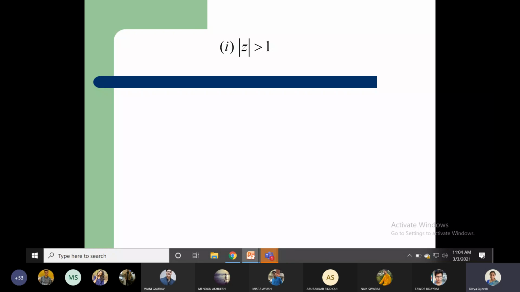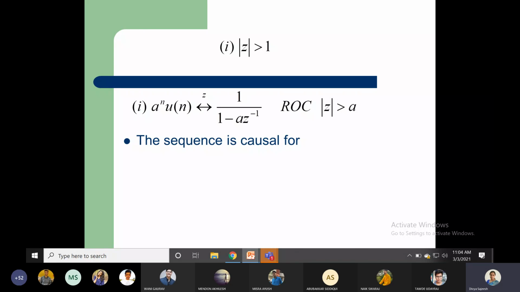So Z is greater than 1. Let us take a raised to n u of n. The Z transform is 1 upon 1 minus a Z inverse. The region of convergence is greater than a. That means for a term 1 upon 1 minus a Z inverse, if the region of convergence is given as Z greater than a, then the corresponding signal is a raised to n u of n.